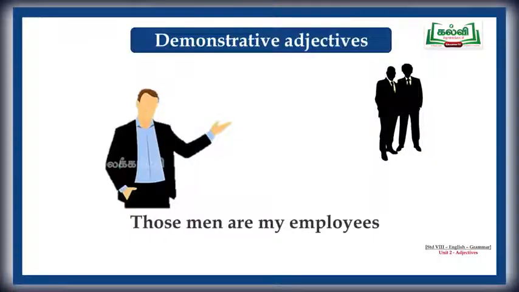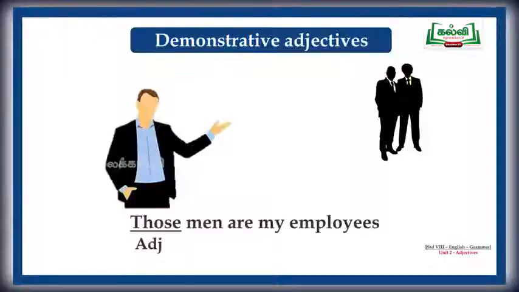And the last picture for this demonstrative adjective: this particular man is pointing out the men who are at a distance by saying that those men are my employees. Those men are my employees. They are not near to him, they are far away from him. So he is pointing them out as those. I believe that you are clear with this.